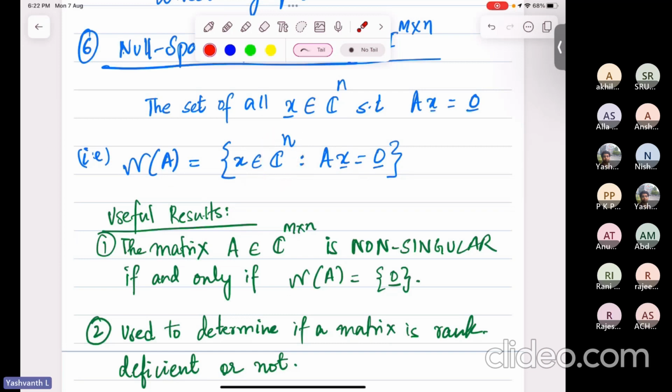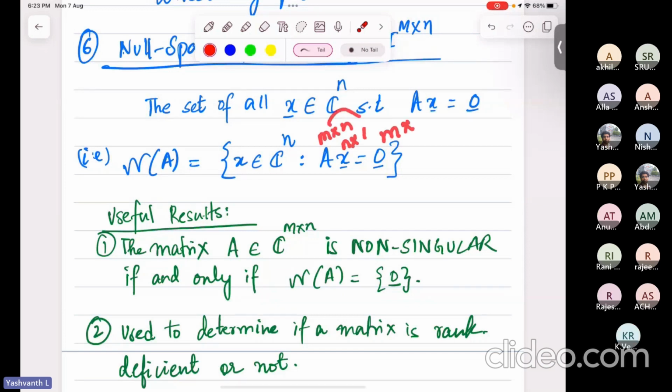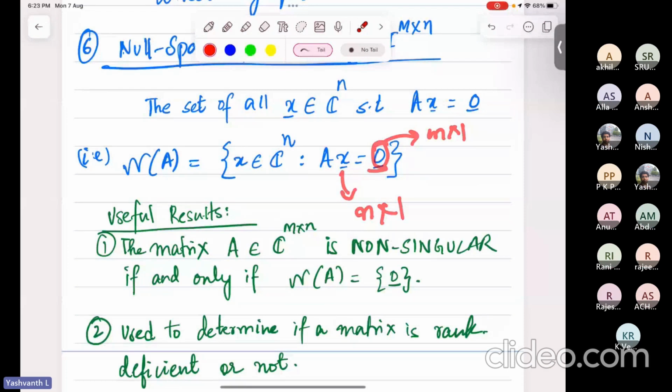So can anyone tell me what is the dimension of this zero vector here? Is it an m length vector or an n length vector? It's m, because A is m by n and x is n by 1, so the total is m by 1. So this zero vector is an m by 1 vector, this x vector is an n by 1 vector, and this matrix is an m by n matrix. Is that okay?